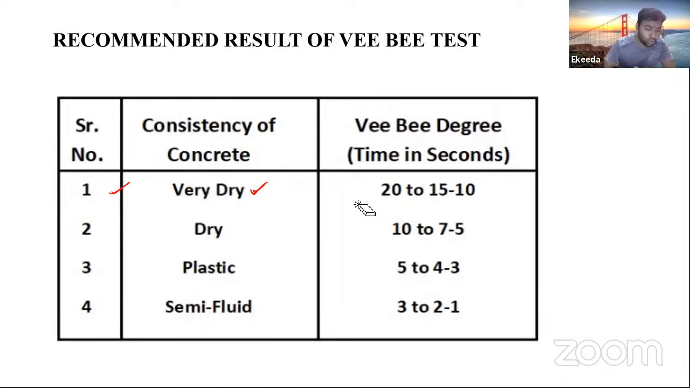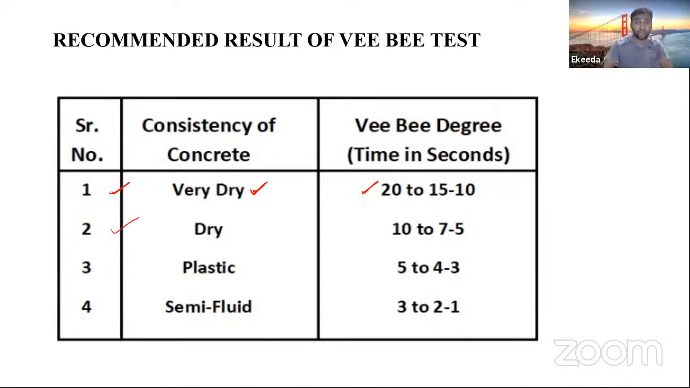No, no, no, Harish. It is not semi-fluid. It is almost dry concrete, not semi-fluid. So the time required for changing its shape will be very high, that is in the range of 15 to 20 seconds. Now for dry concrete, or we can say for very low workable concrete, the time will be 15 to 20 seconds.